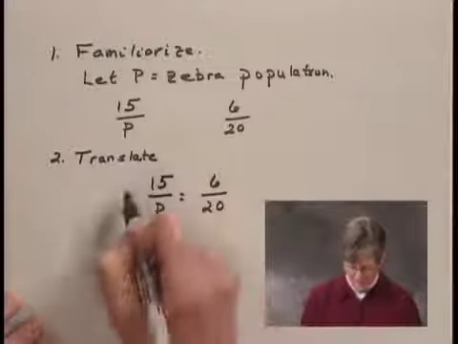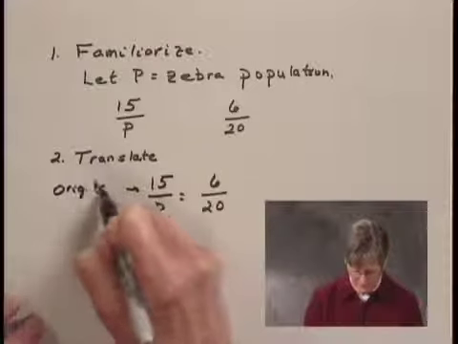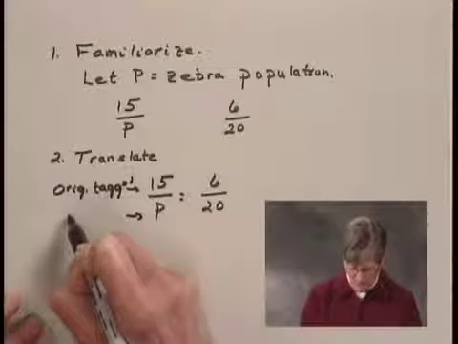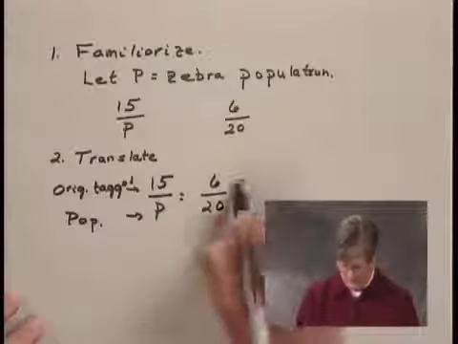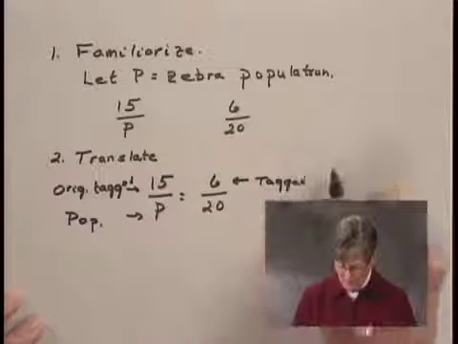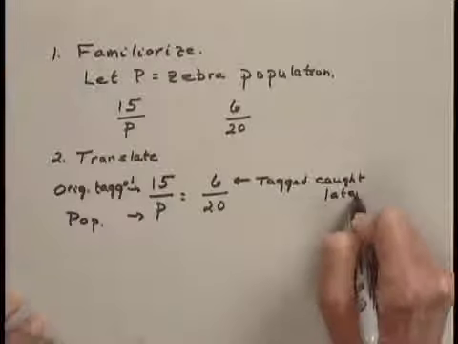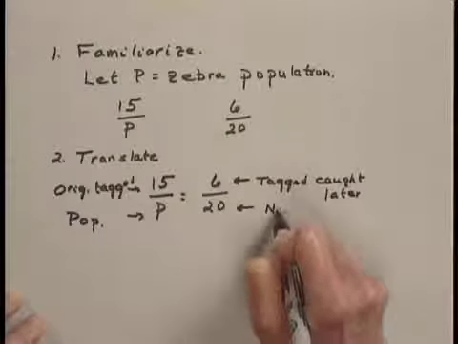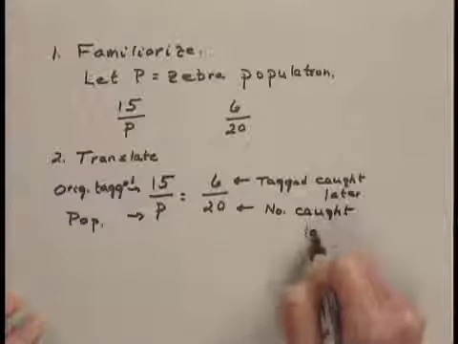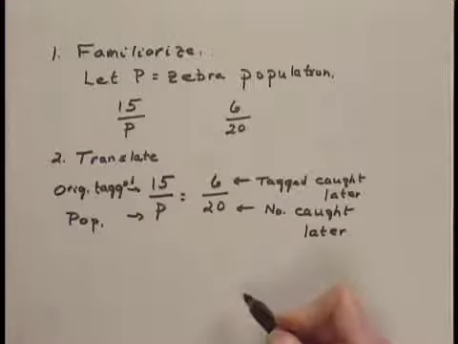So these were the originally tagged zebras. This is the entire population. This is the tagged zebras caught later. And this is the number of zebras caught later. And we have then a proportion, 15 over P equals 6 over 20, that we can solve.